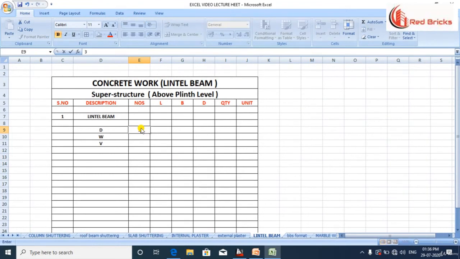We have 3 doors, 11 windows and 14 ventilators. The clear span of length of door is 1829 millimeters, in which we add 230 millimeter on both sides for getting lintel length. It is 2289. It will be the same for windows and ventilators also.